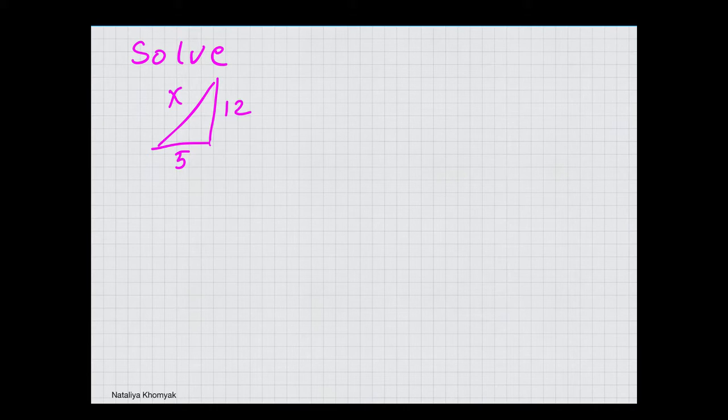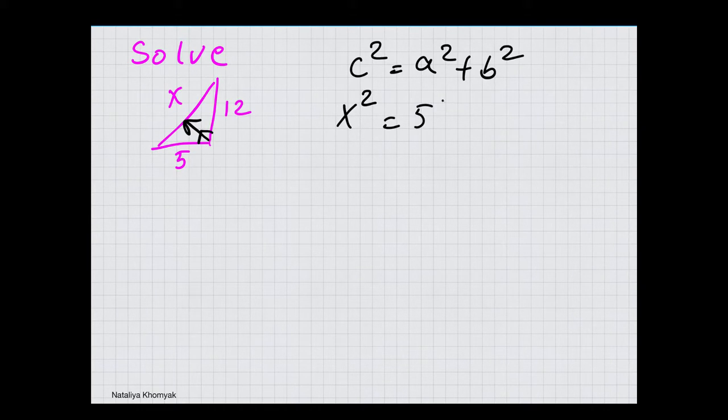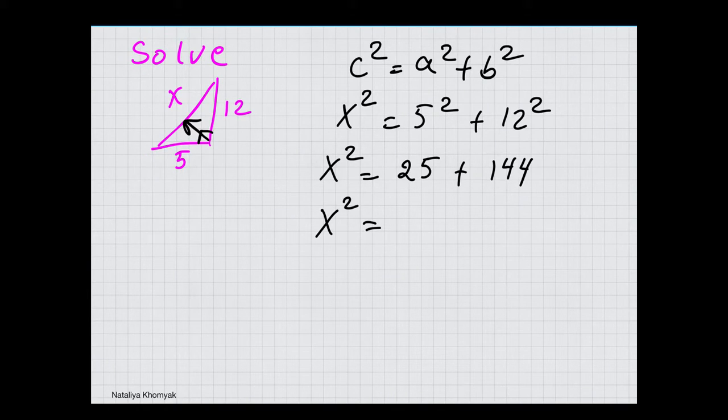Similar problem. Right across the right angle is our hypotenuse. We have c squared equals a squared plus b squared. This is our formula. So x squared equals 5 squared plus 12 squared. X squared equals 25 plus 12 times 12, which is 144. X squared is equal to 169.